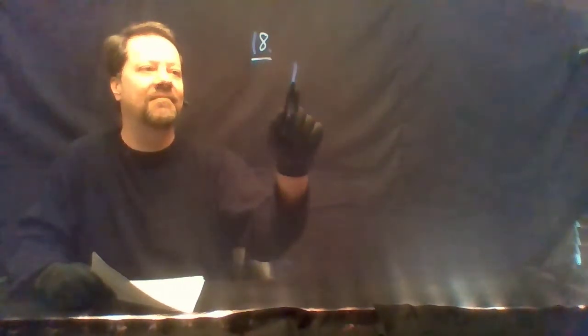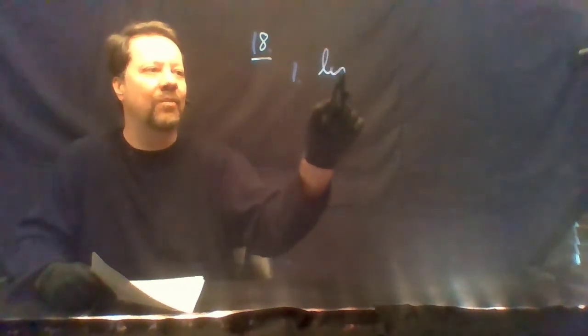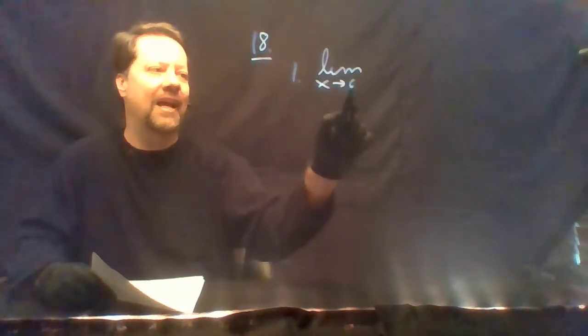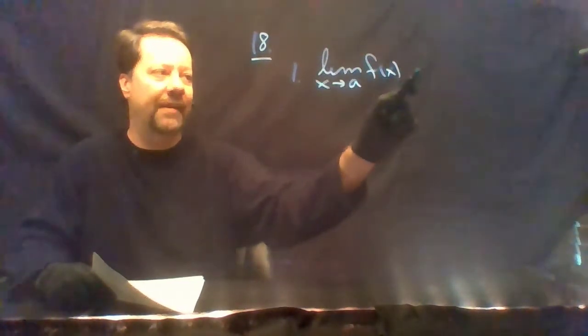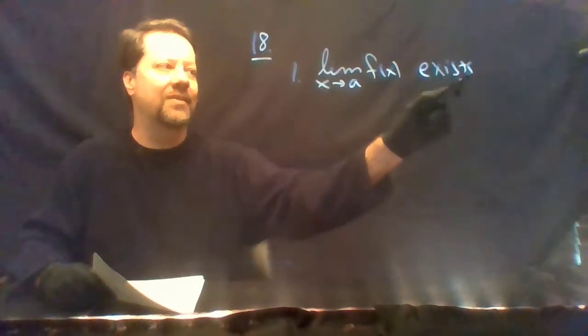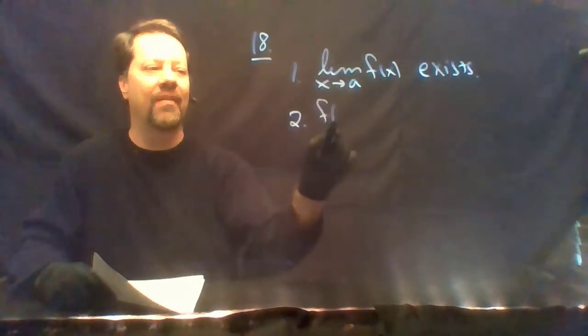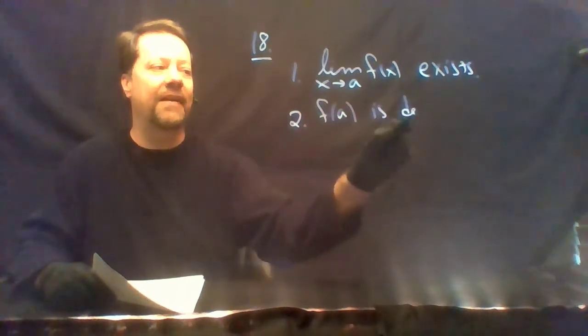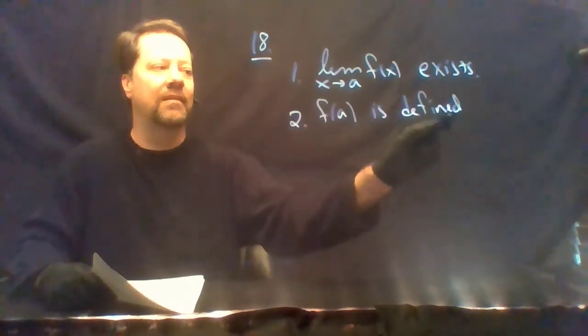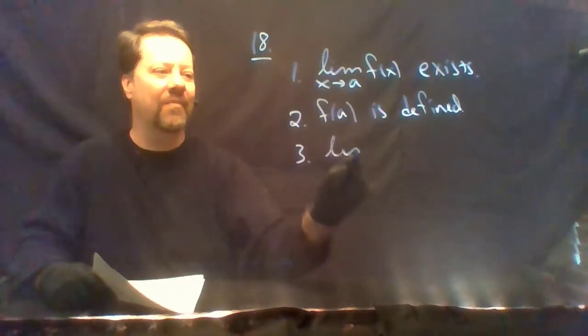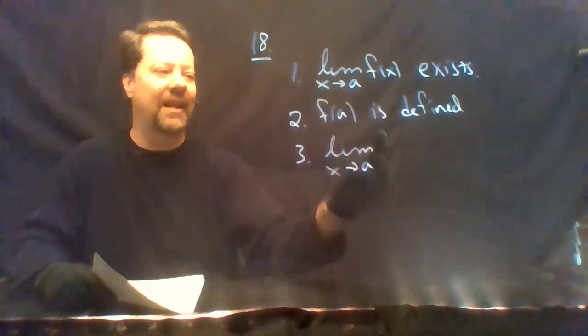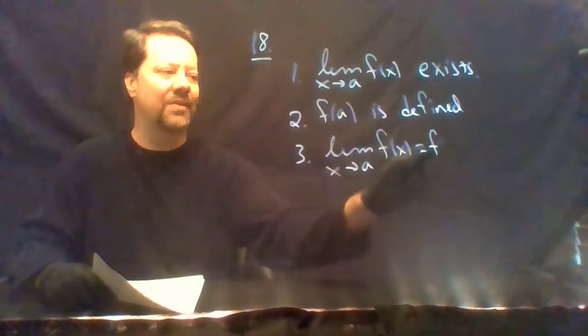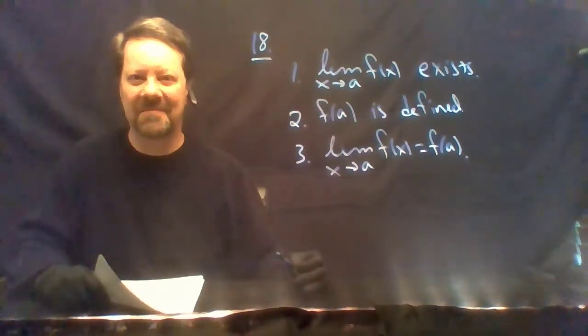On problem 18, you are asked what three conditions must be met for a function to be continuous at x equals a. The answer: 1. The limit as x goes to a of f of x exists. 2. f of a is defined. And 3. The limit as x goes to a of f of x equals f of a.